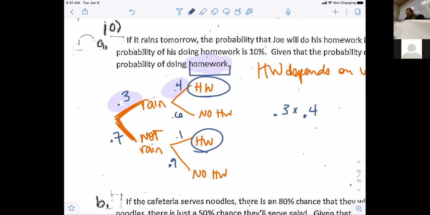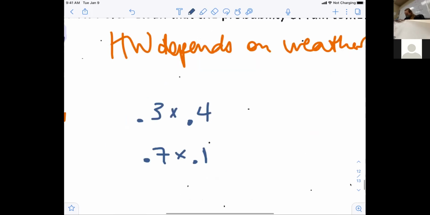The other situation is that it could not rain and he still does his homework. So you have to get all the way to homework as many times as we can. So we had to take both paths that get us to homework. So not raining is 0.7, and we times that by the 0.1 that he will do his homework if it doesn't rain. Whatever the answer for those two are, we're going to add them together. So 0.3 times 0.4 is 0.12, and 0.7 times 0.1 is 0.07.